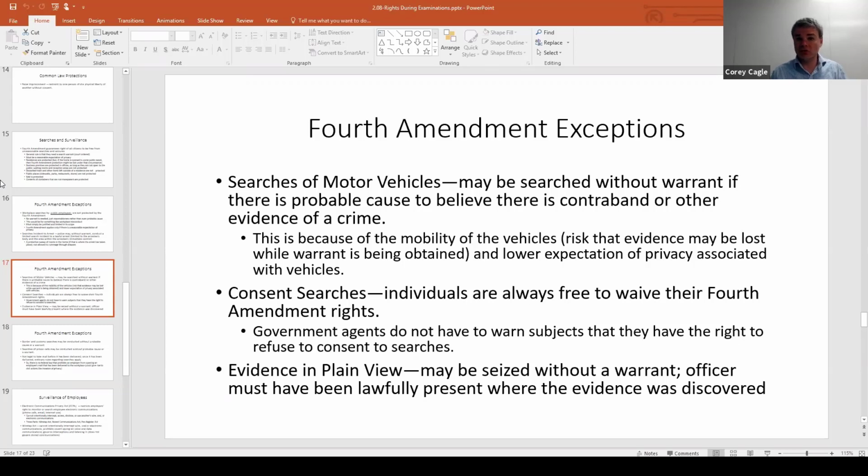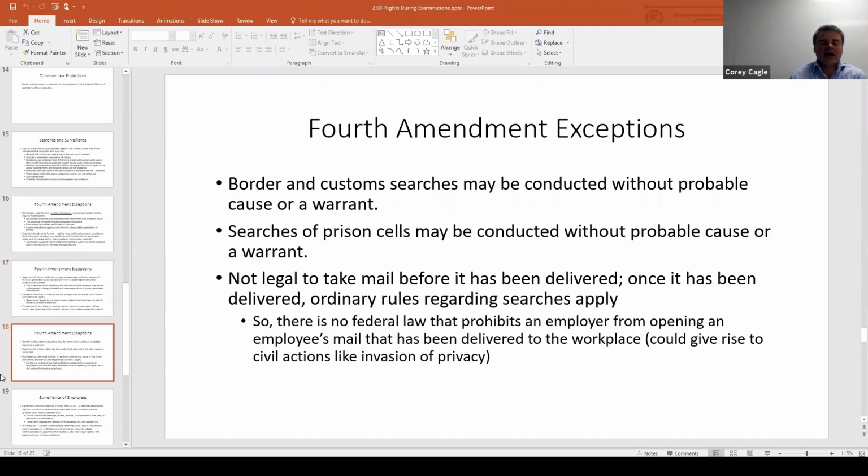Evidence in plain view, obviously, you can get that without a warrant. But again, obviously, the officer must have been lawfully there in the first place. You can't break in somebody's home and say, oh, plain view, there it is. You know that. Other exceptions, border and customs searches may be conducted even without probable cause or warrant. Searches of prison cells, again, you've seen movies, they can do it whenever they want. Of course, the things you see prison officials do in movies aren't always legal, but yeah, this is.